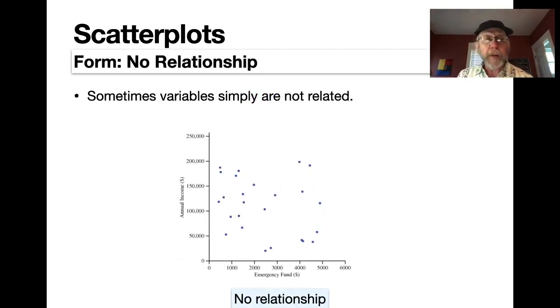It should also be said that sometimes variables just aren't related. Here's a scatter plot of the amount of money in the emergency fund of a household versus the annual household income. And you can see that there's just no relationship at all here. Knowing the amount of money in the emergency fund in a certain household tells you almost nothing about the household income. And so you see that random blob of points in the scatter plot, and that's often indicative of a no relationship situation.